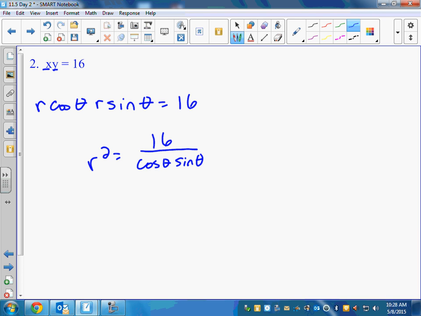I want you to get in the habit of knowing if you have a trig function in the bottom of your fraction, you can always make it simpler by bringing it up as its reciprocal function, right? So I think the better answer here is 16 secant theta cosecant theta. I just break r squared. Oh, right? It's all multiplication, so you can break up multiplication, do it in any order that you want.